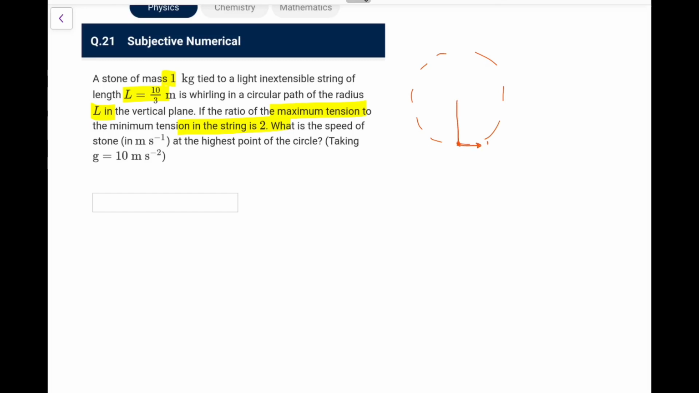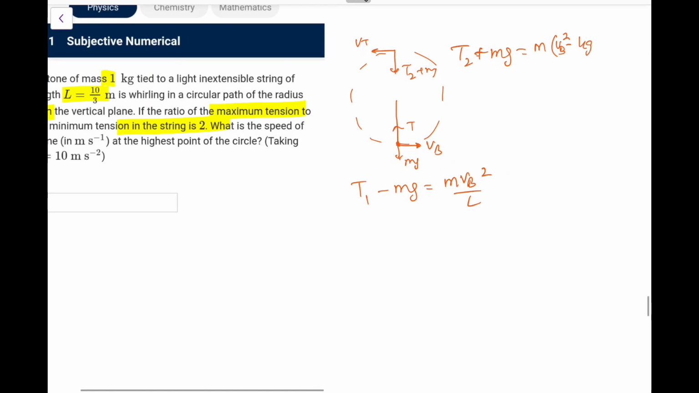So first, at the lowest point, let's assume this is V bottom and this is V top. At the lowest point, tension is higher, so T1 minus mg would be equal to m vb square by L. And at the highest point, tension and mg both act down, so it would be the minimum: T2 plus mg is m vt square by L. Vt square would be vb square minus 2gh, which would be 4gL upon L.